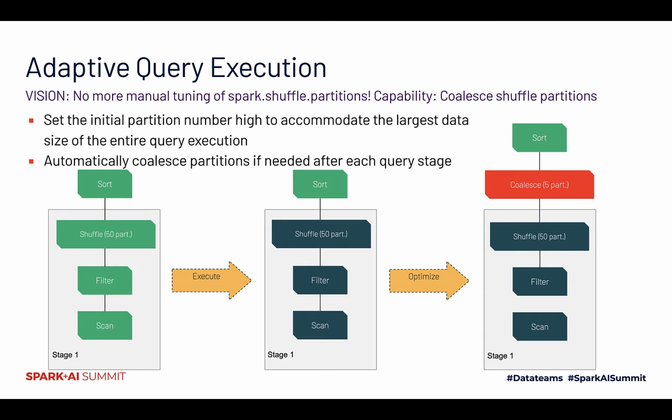This is going to give us much better throughput because Spark is able to dynamically look at the size of those files on disk and choose the optimal size of those partitions and coalesce them accordingly.